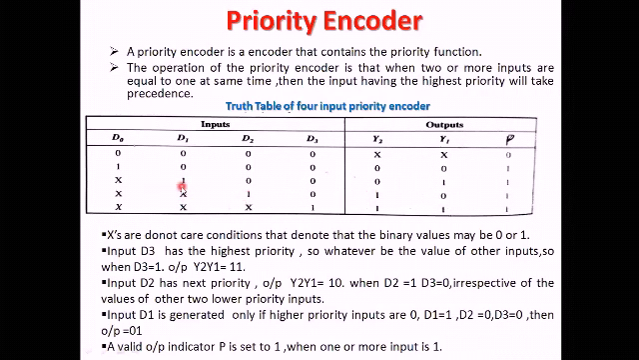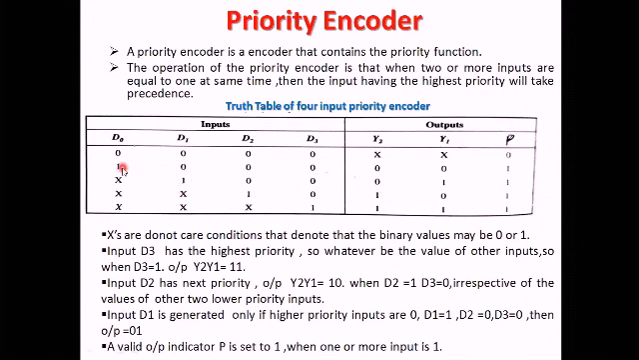Next is this case. In the third case, 1 is there. So again, it will be 1 here. After that, this priority function will look for the highest priority among D0 and D1. Which one is having the highest priority among D0 and D1? D1 is having the highest priority. So the output will be equal to 0, 1.